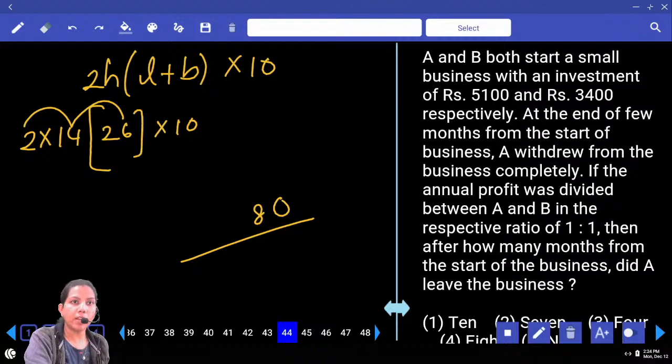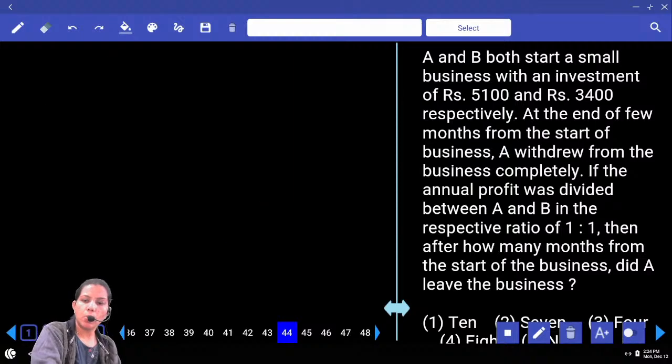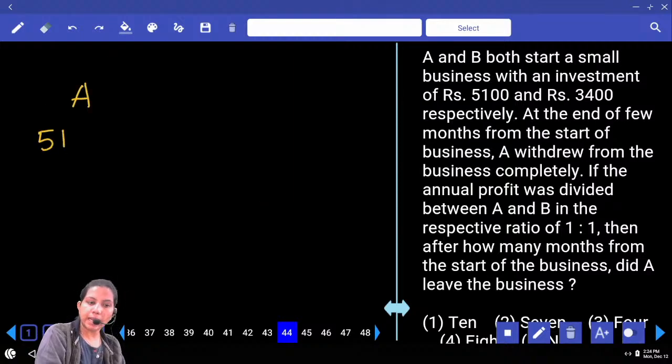Next question number 44. Each part value is half. A and B both start a small business. What is the first person's investment? 5100. And the second person's investment is equal to 3400.